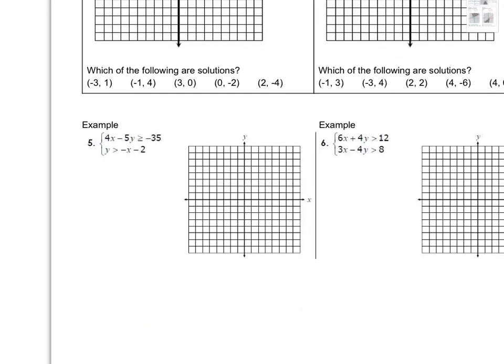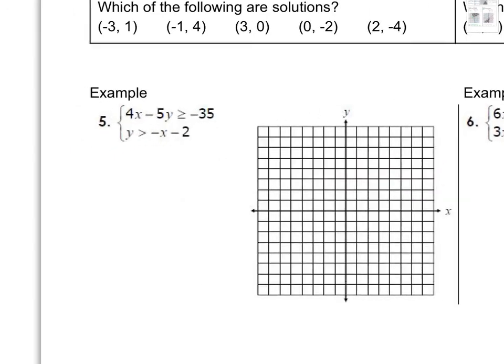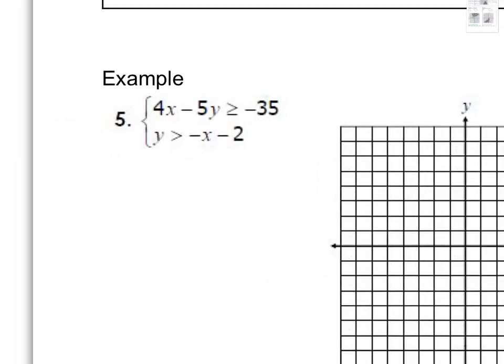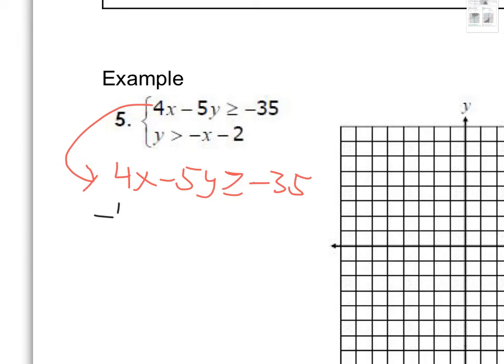Okay, so going on to here, this is the more important part. It's dividing or multiplying by a negative. So first let's take this first line here and transform it into y equals mx plus b. So 4x minus 5y is greater than or equal to negative 35. Okay, just like that. All right, so first things first is to subtract the 4x from both sides.